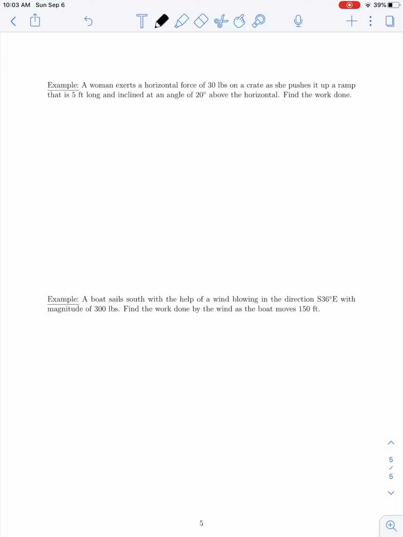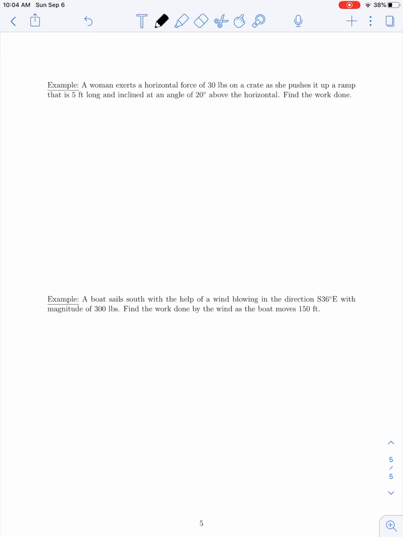So let's look at some other examples, maybe a little bit more applied. So in this next one, we're told that a woman exerts a horizontal force of 30 pounds on a crate as she pushes it up a ramp, which is 5 feet long and inclined at an angle of 20 degrees above the horizontal. And we're told to find the work done. So let's start by sketching a little diagram to illustrate what's happening here.